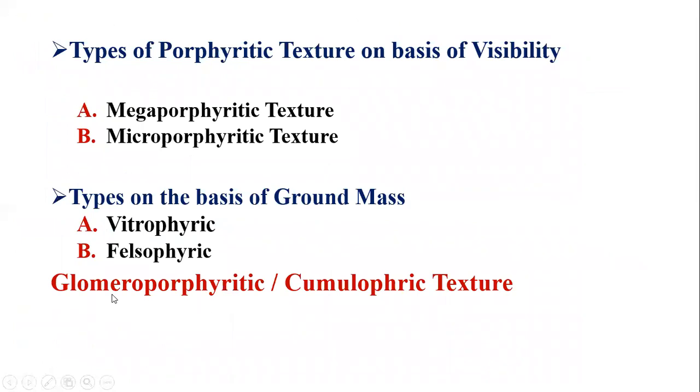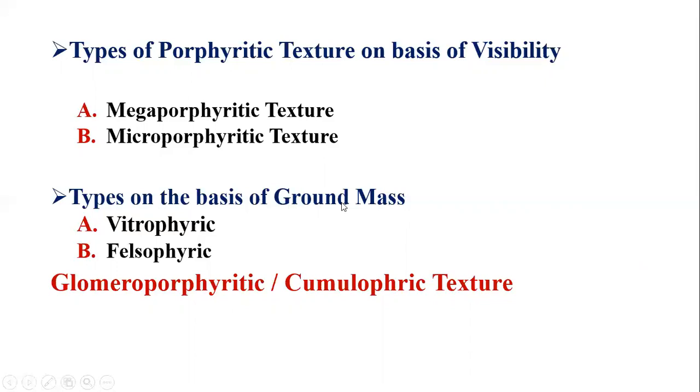Now, types of porphyritic texture on the basis of visibility. First is megaporphyritic texture. It refers to that type of porphyritic texture which is visible, or can be distinguished with the naked eye, and there is no need of magnification with the microscope. While microporphyritic texture refers to that porphyritic texture that is only visible with the use of a microscope.